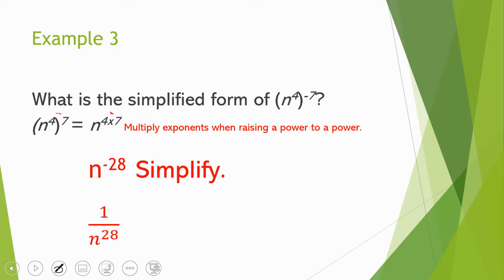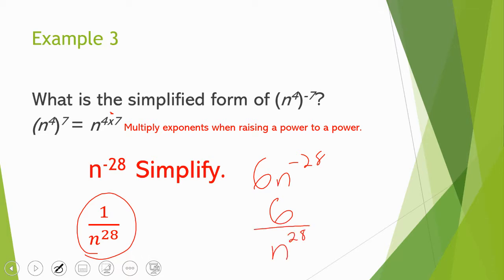As a general rule, simplified means to eliminate the negatives as well. If it says leave it as a negative exponent, then you do that. But we know that n to the negative 28 is the inverse of n to the 28th, so our answer is 1 over n to the 28th. If we get that negative, we are just flipping it. Of course, if there's no other number on top, then it would be a 1. If it read 6n to the negative 28th, then we would write it as 6 over n to the 28th, and that would be simplified.